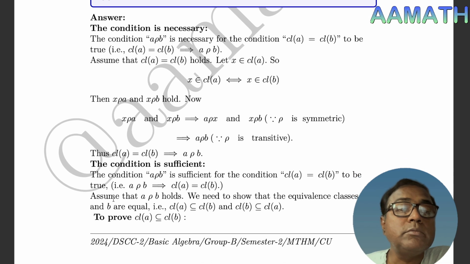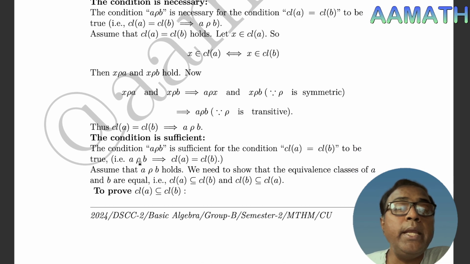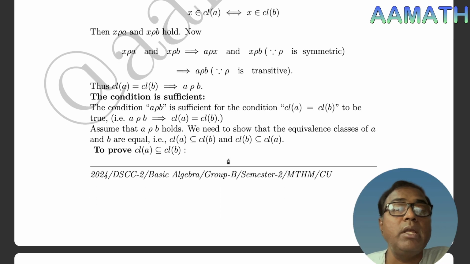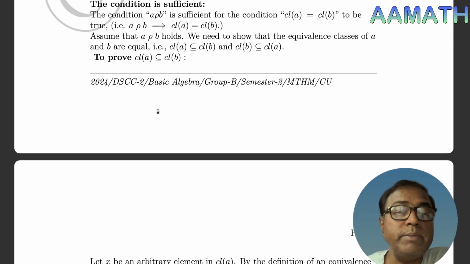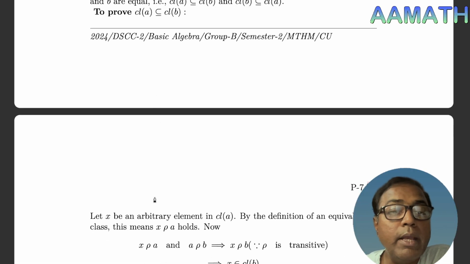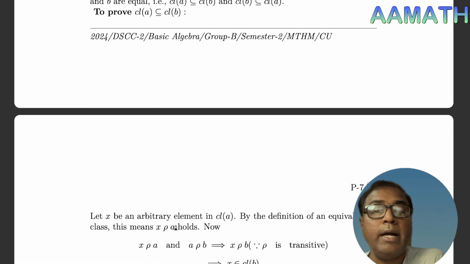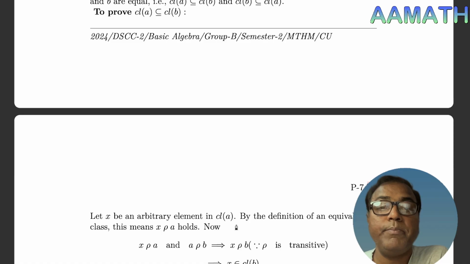Now, we want to prove the condition is sufficient. That is, A ρ B implies class A equal to class B. We assume that A ρ B holds. We need to show that the equivalence classes of A and B are equal. That is, class A is a subset of class B and class B is a subset of class A. First, we prove class A is a subset of class B. Let x be an arbitrary element in class A.